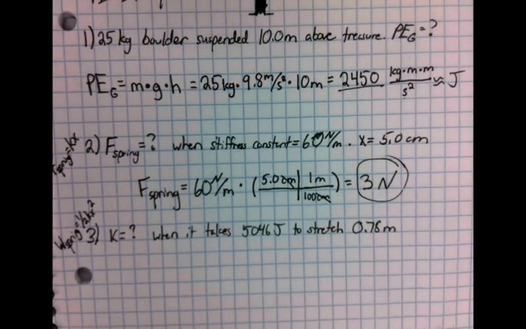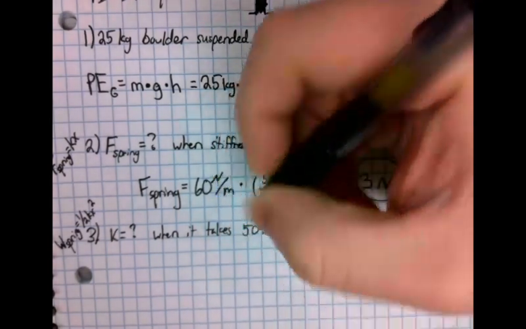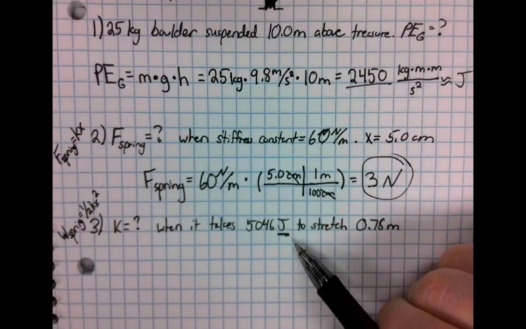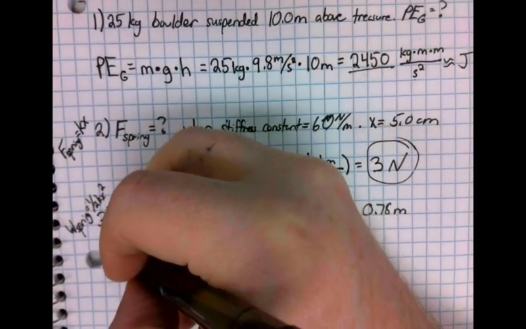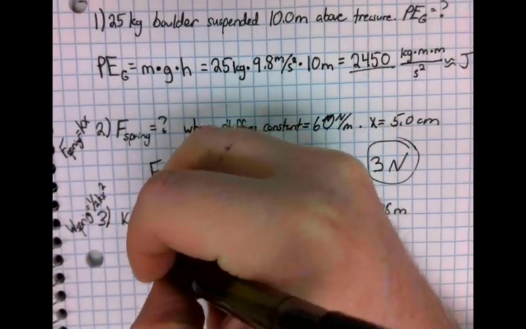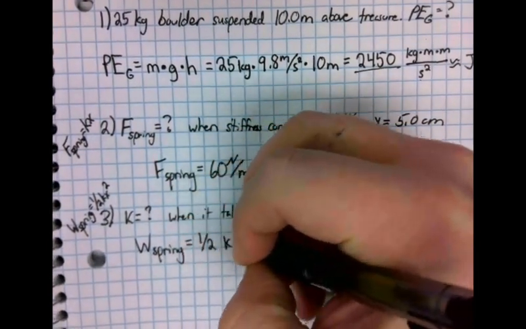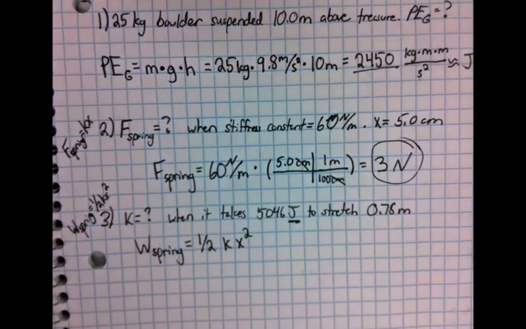All right, and then finally, we have: what is the spring constant when it takes 5,046 joules to stretch the spring 0.78 meters? Notice that now we have joules. Last time we wanted force, which meant our unit was going to end up in newtons. This time we have joules. That tells us that we have to use the work equation. So work of a spring is equal to 1/2 kx squared.